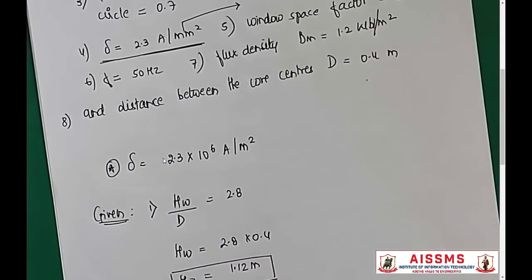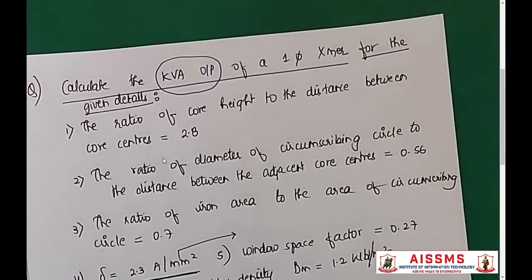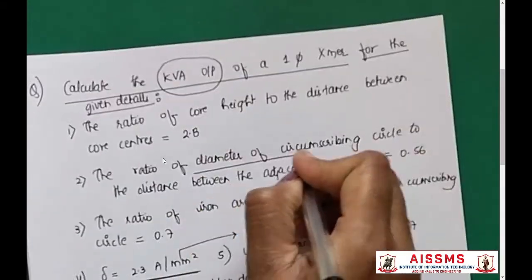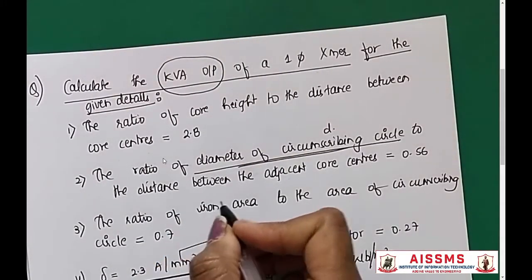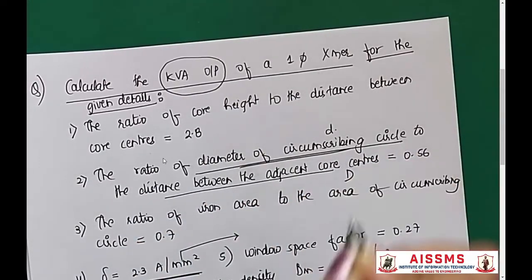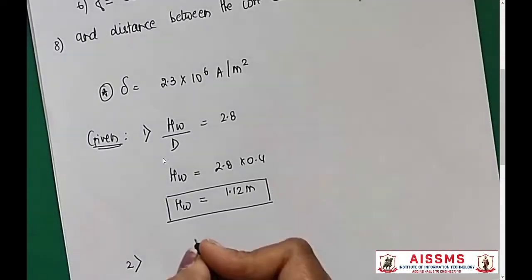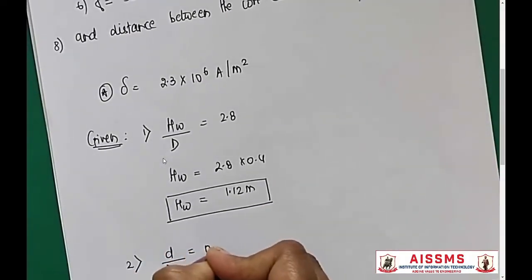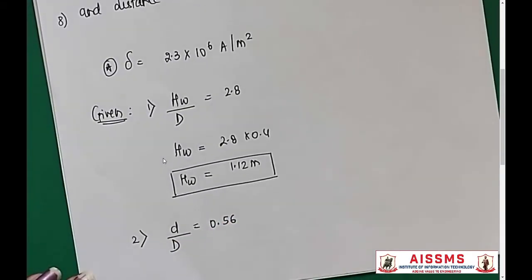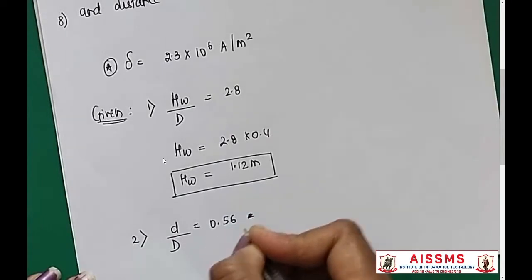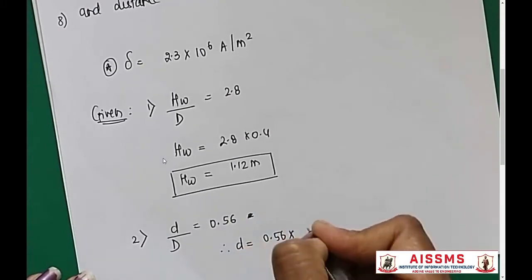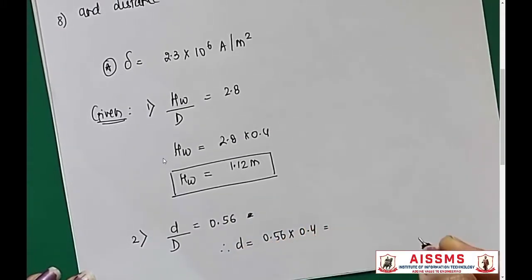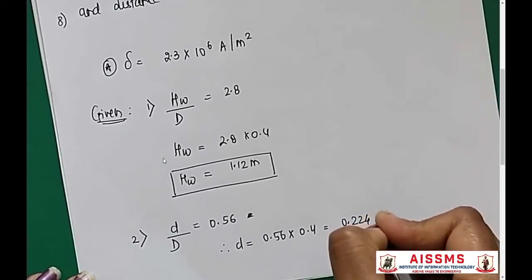Now let's go to the second step. The second ratio says that the ratio of diameter of the circumscribing circle, which is denoted by small d, to the distance between the adjacent core centers, which is denoted by capital D, is 0.56. So the second ratio can be written as small d upon capital D is equal to 0.56. I already know the value of capital D. So from this ratio we can find small d, which comes out to be 0.56 into 0.4. Roughly when you calculate it, it will be 0.224 meters.